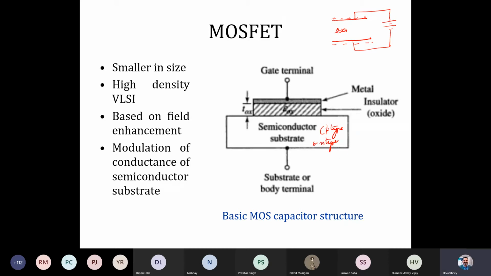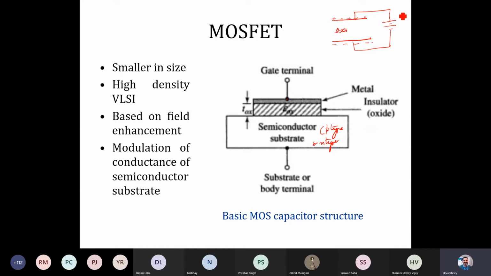Then on top of that is a layer of insulator, which is generally an oxide layer, deposited with a thickness of, let's say, T of OX. And then on top of this, a metal layer is deposited, right? So this layer we refer to as the gate terminal. The connection through which you apply a certain voltage.